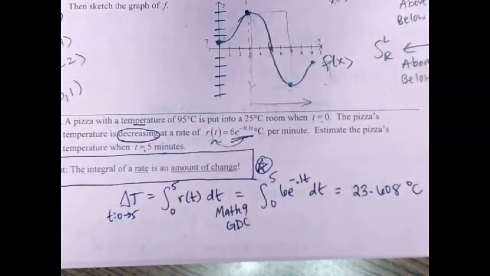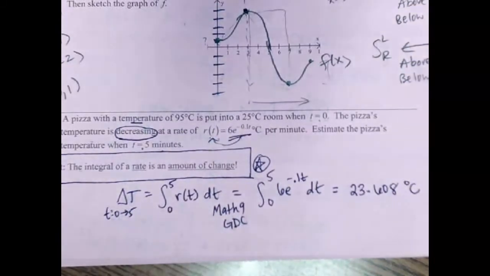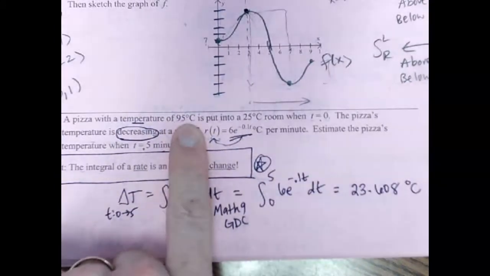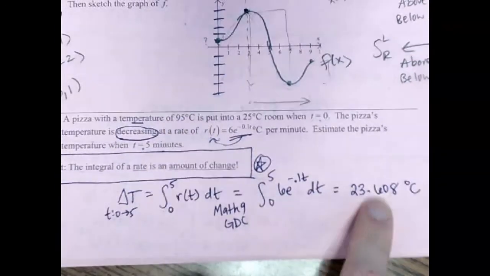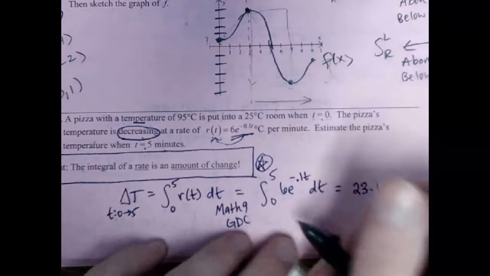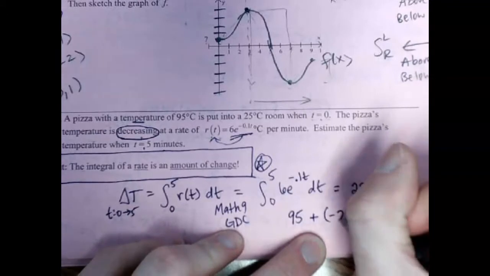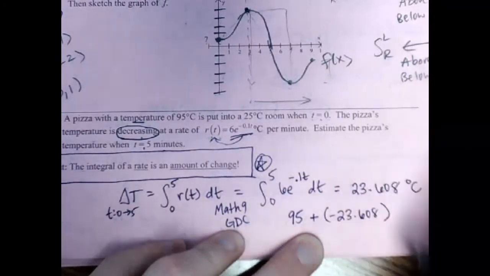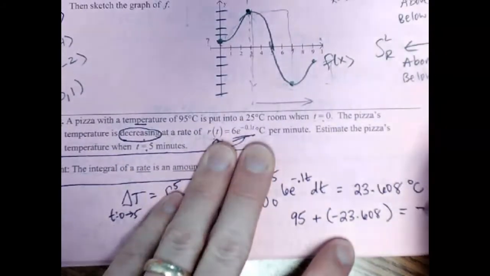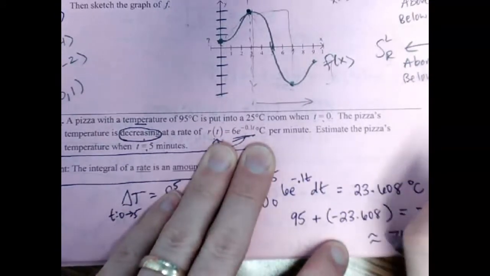So my temperature, right, I would take the 95. 25 is a distractor. It has nothing to do with the question. But what I would do if it says estimate the pizza's temperature when time equals 5, I would take my initial temperature, and would I add to it or would I subtract from it? Well, the word decreasing means this rate should incorporate as negative. So I would take my initial and I would add that negative value, or I would subtract that change from it. So 95 minus your 23.608, it's going to give you 71.392. So we'll just say, hey, that pizza is going to be about 71 degrees Celsius.